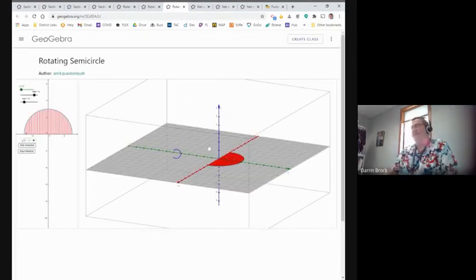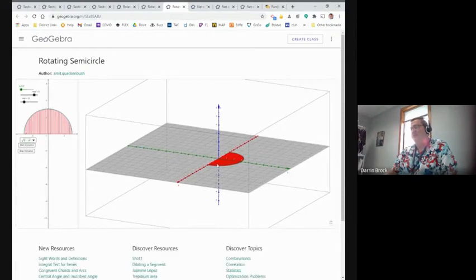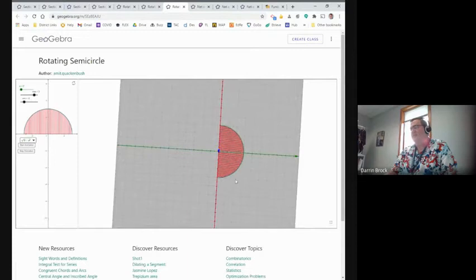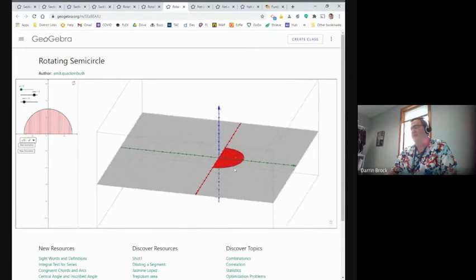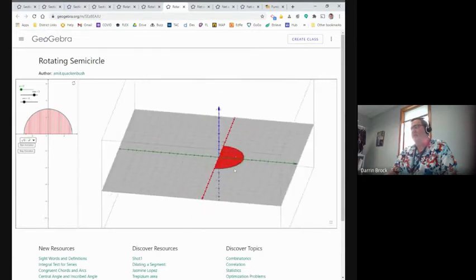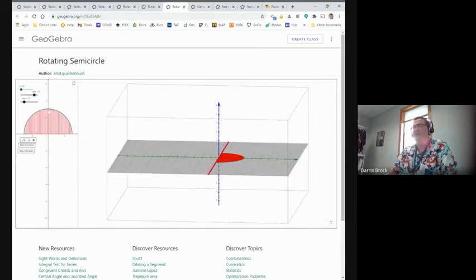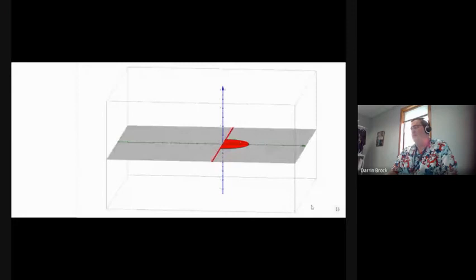rotating a semicircle. So we got the semicircle. Right now it's kind of lying down. See, it's just a semicircle over there, and I'm going to line it up so we can see as we rotate it. What is this going to be? Okay, got it. Ready to rotate. I'm going to make it bigger. I didn't make it much bigger. Here we go. We're going to rotate it. There it is, coming up.